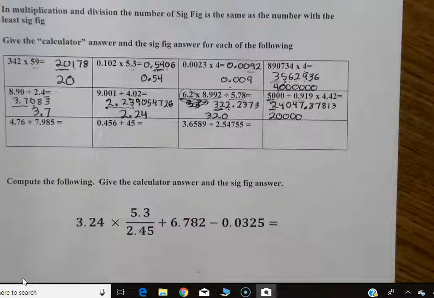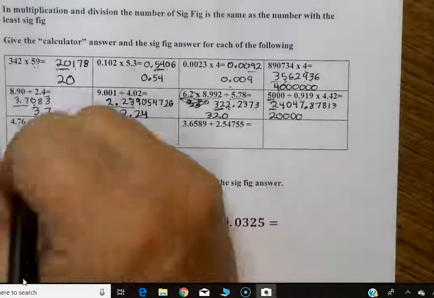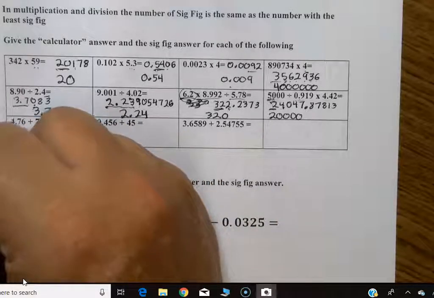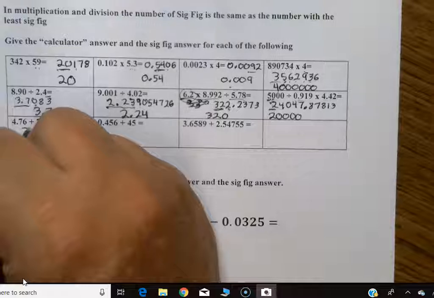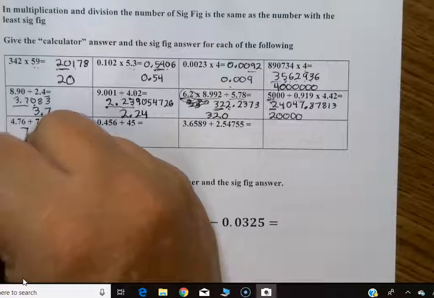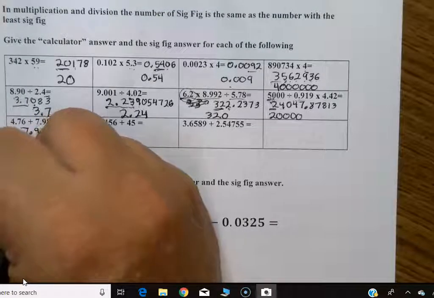Okay. Now we're doing the last three. We're going to do some addition, well, really just addition problems. The rule is entirely different. It's not how many significant figures, it's how many digits after the decimal point. The least number of digits after the decimal point, you will round your answer to that number of digits. So let's go ahead and write this out. I'll put the bigger number on top. Doesn't matter in addition, it's commutative.